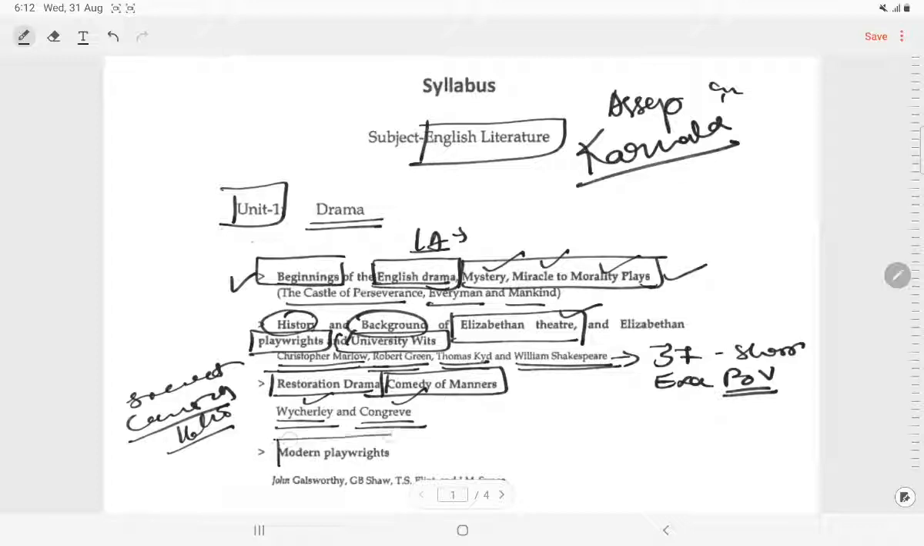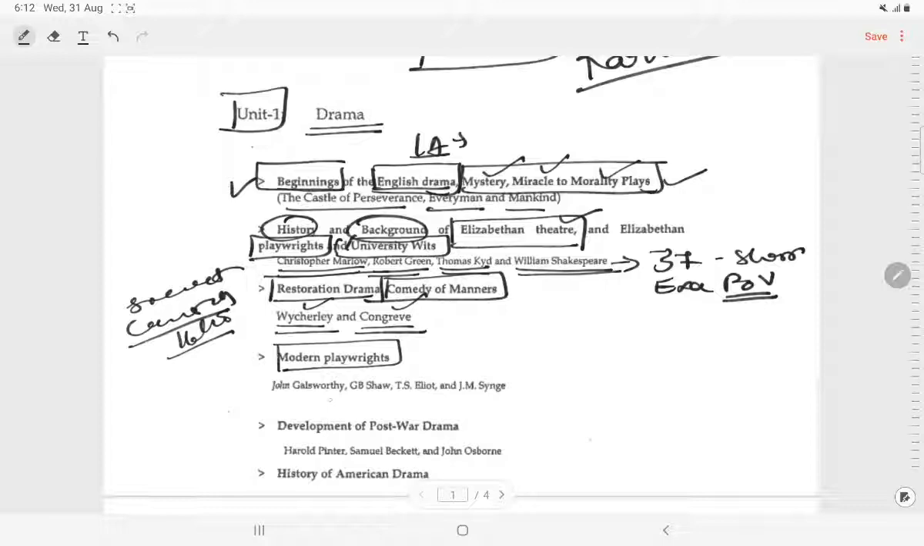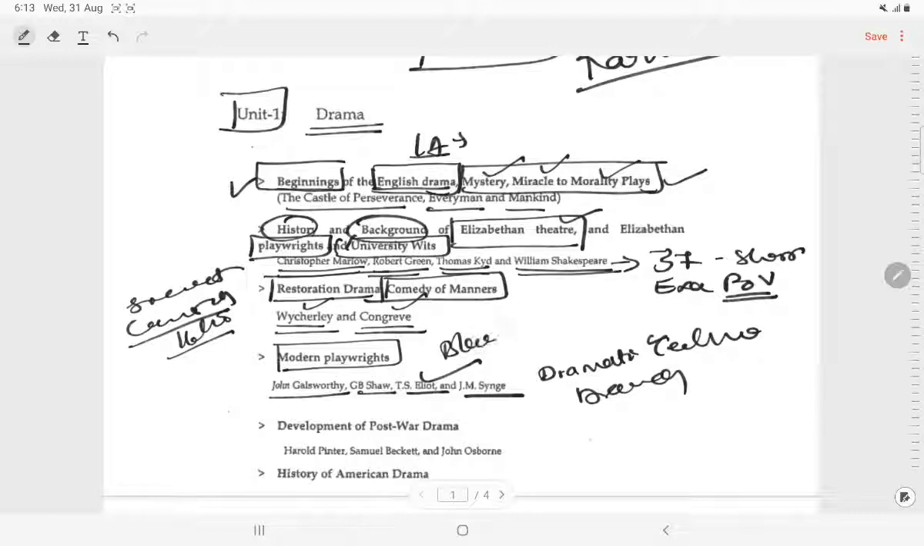And modern playwrights, let us see what they have given. John Galsworthy, G.B. Shaw, T.S. Eliot and J.M. Synge. Most of these playwrights used dramatic techniques which are new to drama. For example, T.S. Eliot used blank verse in his drama, and J.M. Synge used an Irish background. These are the things we have to study.